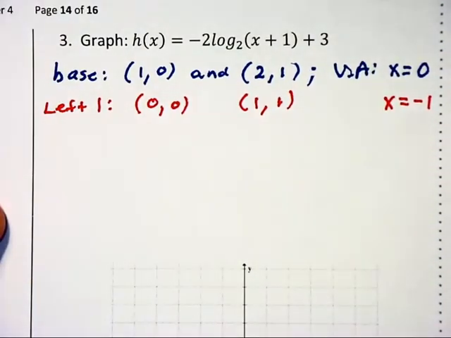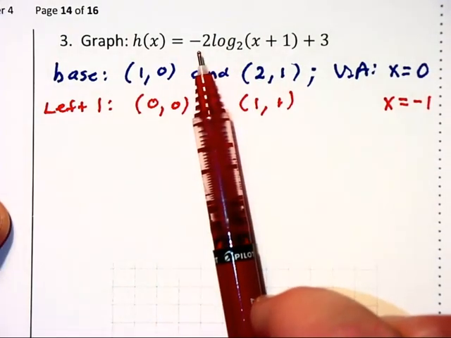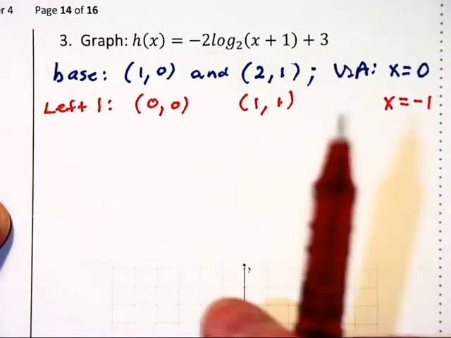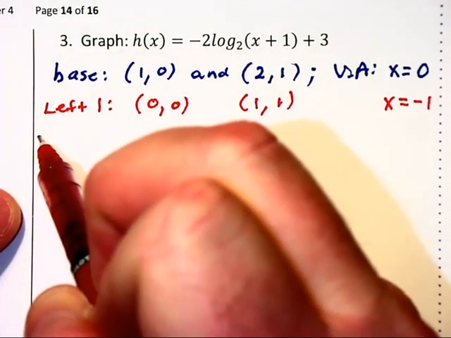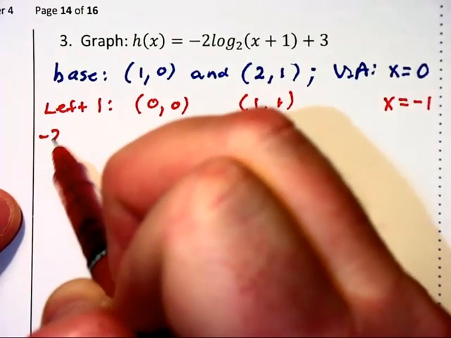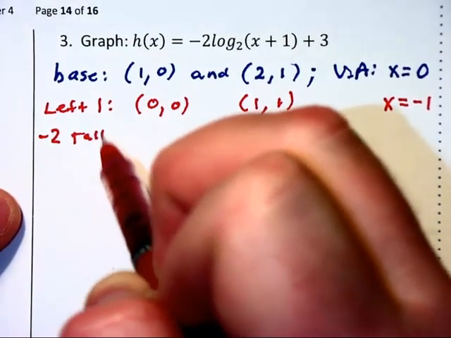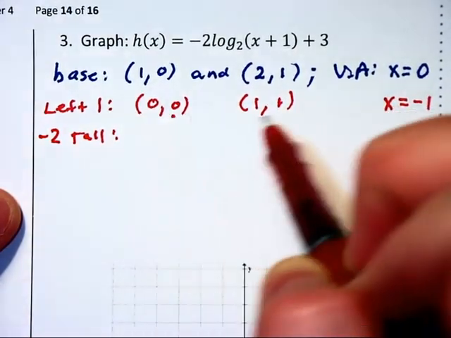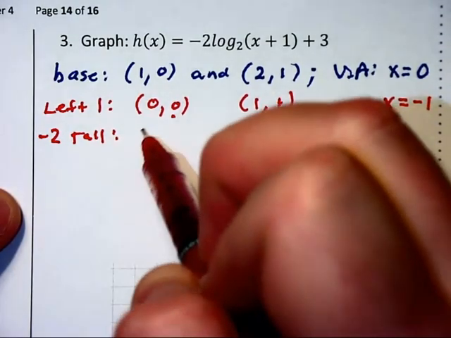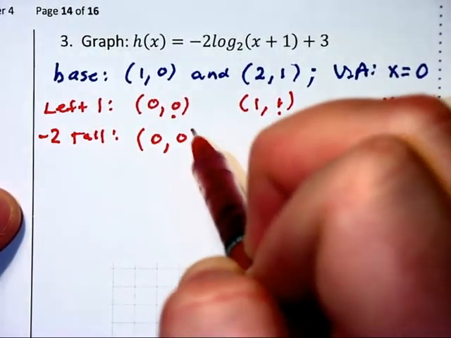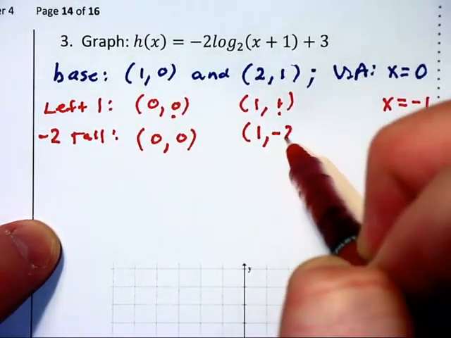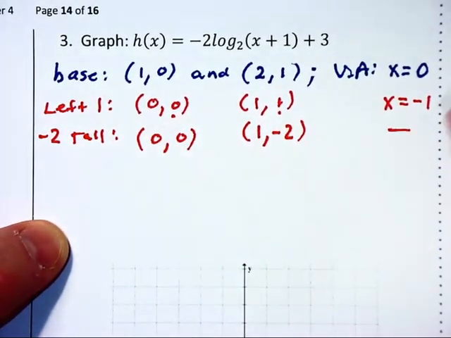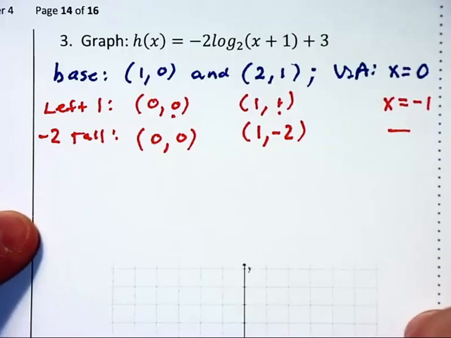After we've done that transformation, the height is going to be multiplied by -2. Basically, this is going to reflect the graph across the x-axis and make it taller. So I'm just going to write -2 tall. The y-coordinates here are going to get multiplied by -2, which leaves the first point at 0, 0, but the second one becomes 1, -2, and there will be no change to the vertical asymptote.